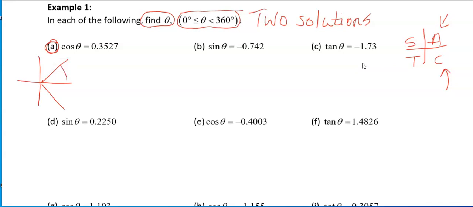Now, here's my reference angle in quadrant number 1 between the terminal arm and the closest x-axis. Here's my reference angle in quadrant number 4 between its terminal arm and, again, the closest x-axis. So remember what you're doing. You're actually calculating the reference angle alpha first before you even get your thetas. And so you're going to work out the inverse cosine, inverse function of 0.3527, whatever that is. So take your calculators.